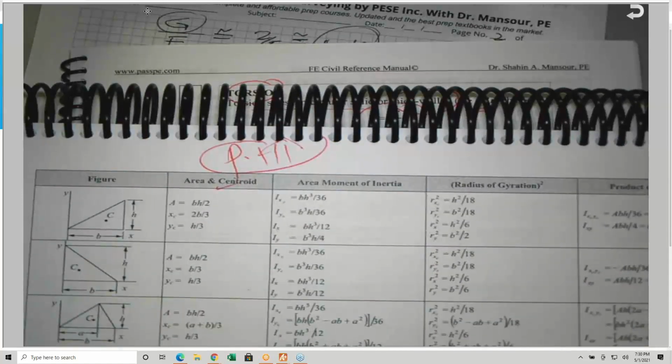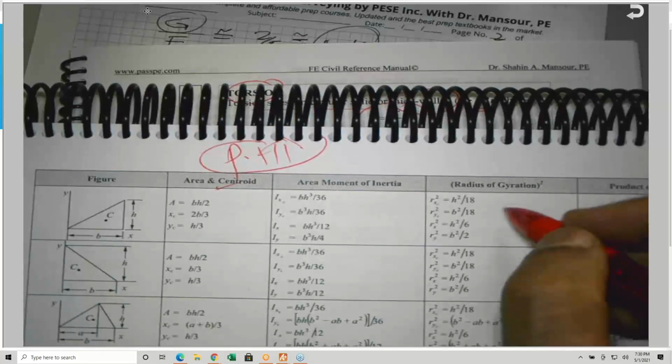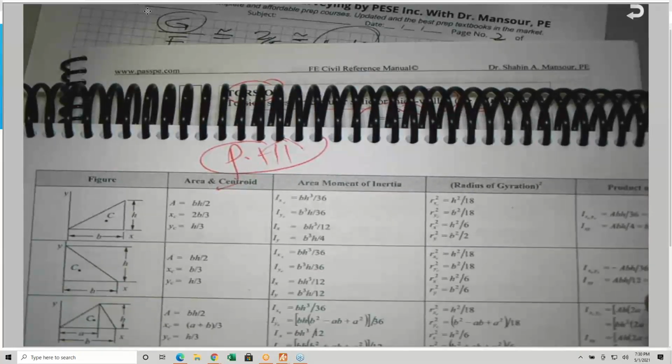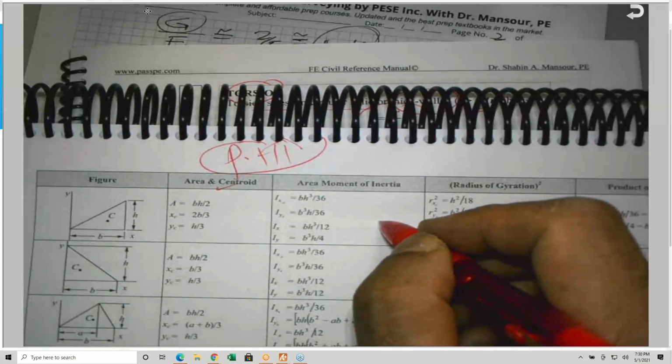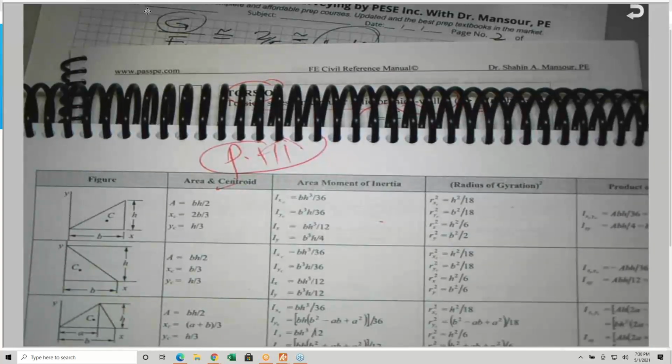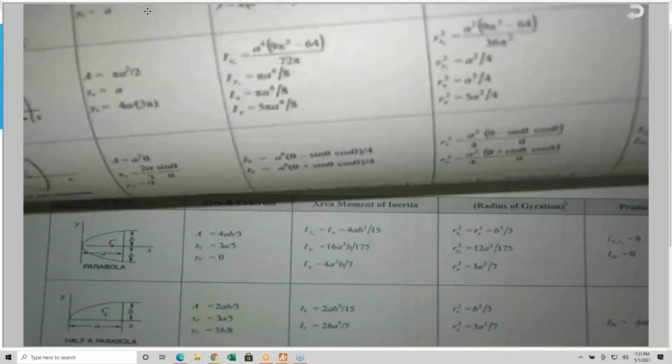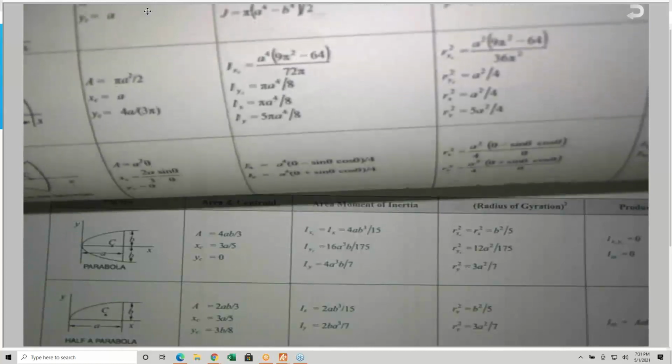Oh, this is the radius of gyration R. This is a product. This is an area moment of inertia. No, probably it's not in this book for some reason. For some reason, I don't see it.